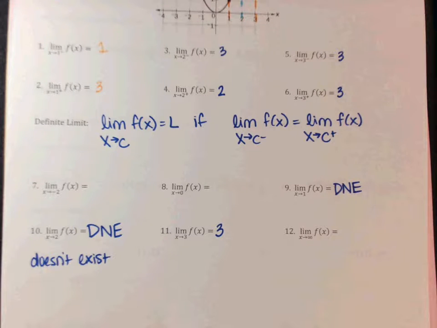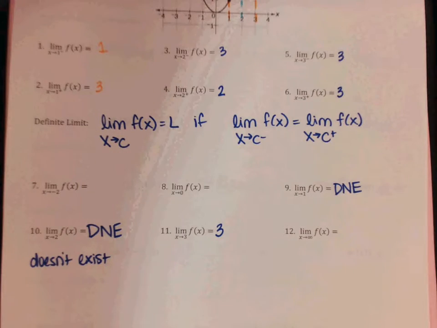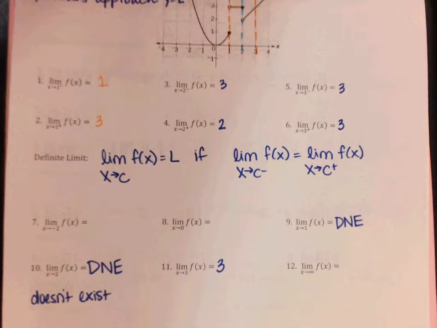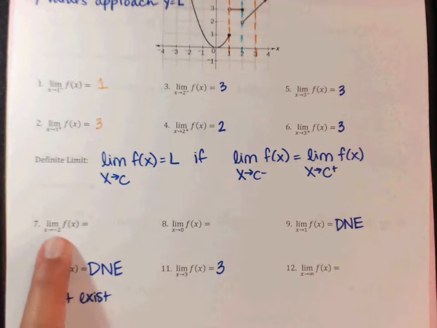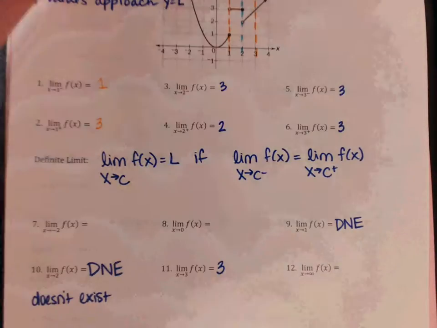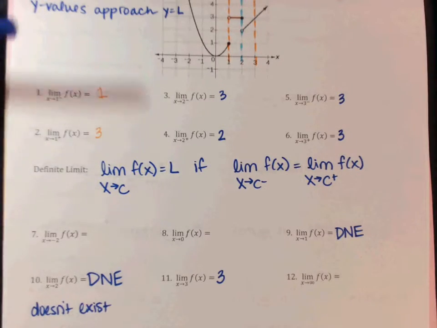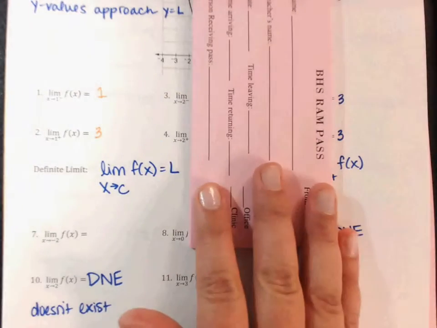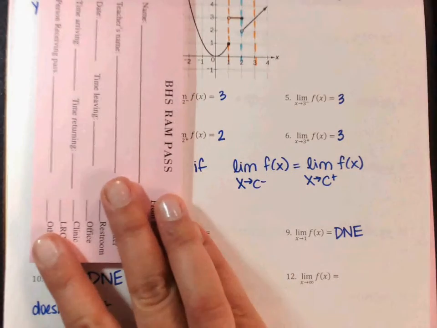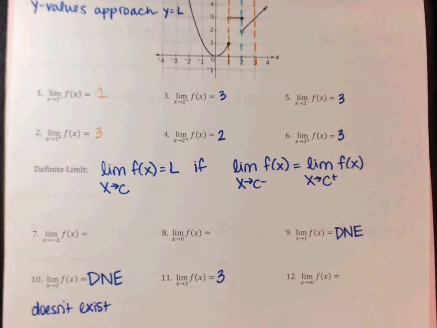Put a dotted line at negative 2. Hide each of the sides of the graphs one at a time and see if it looks the same. So as I approach negative 2 from the left and the right, what does it appear like the left side is approaching? 4. What about the right side? 4. So then does the limit exist as we approach that number? Yeah, it's 4. And it's 4 from both sides. That's the only way it works.